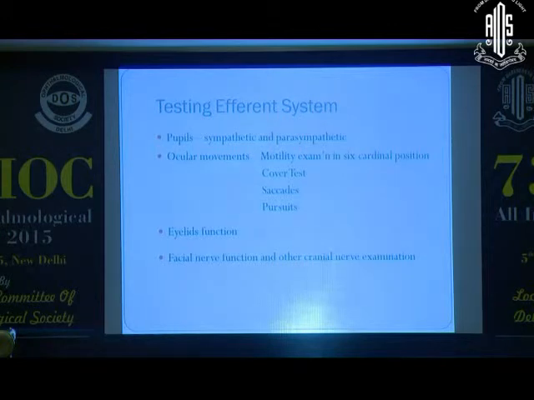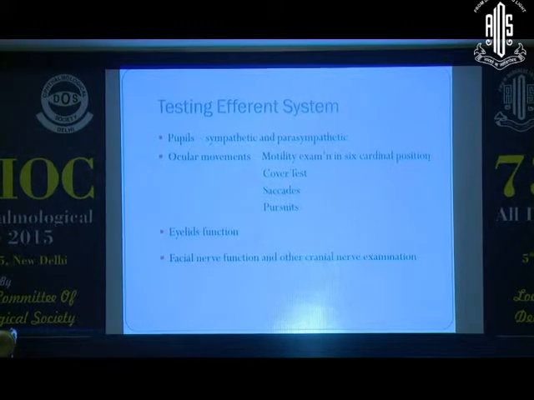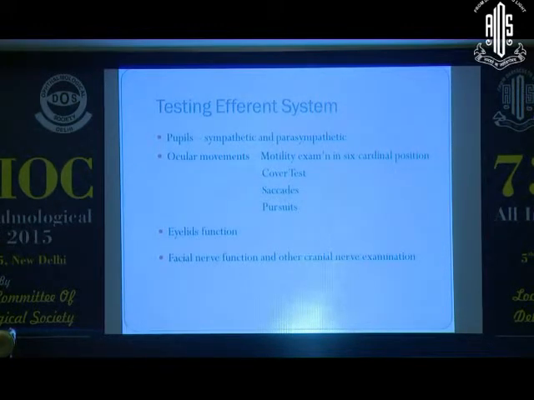So coming to the testing of the efferent system, we do the pupil examination again to look for any sympathetic and parasympathetic involvement. Ocular movements, we look for motility in 6 cardinal positions. We do the cover test, check for saccades, pursuits, and eyelid function to see for any ptosis or lagophthalmos or anything of that sort, facial nerve function and other cranial nerve examination. So this is a summary of the first case.